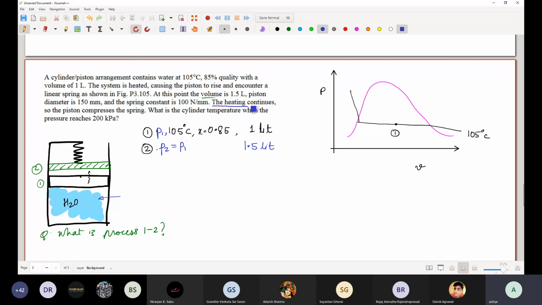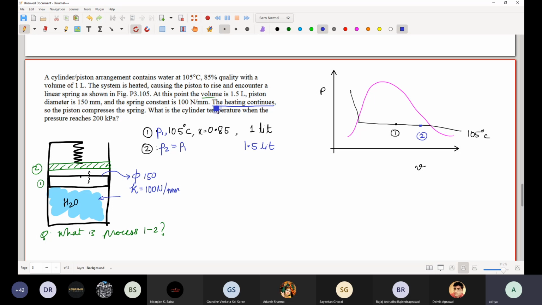The next part of the question is that the heating continues and the piston compresses the spring. So at point 2, we have not yet compressed the spring, so the spring has had no effect on state 2 so far. Is that clear? Yes, sir, I understood. It is given that the piston diameter is 150 mm and the spring constant K is 100 Newton per mm.